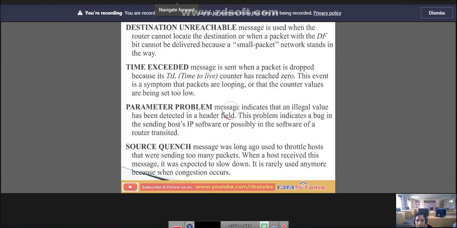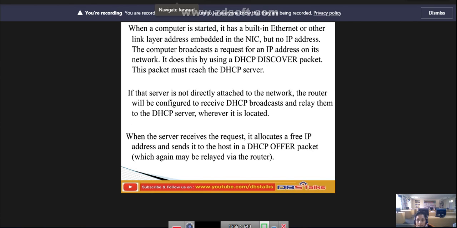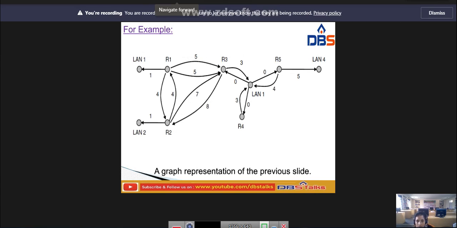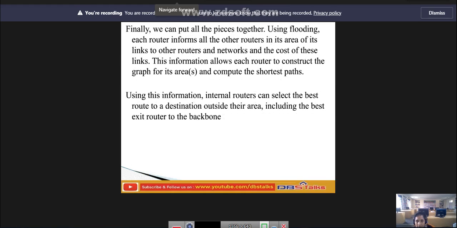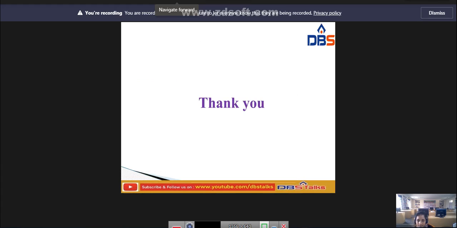These are the network layer topics in the internet. So these are the different topics, BGP, exterior gateway. These are the different things I will explain in the next class.